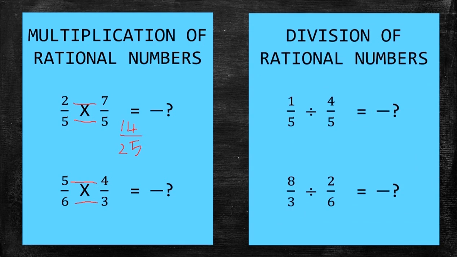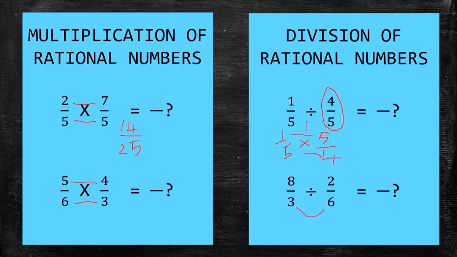Division of rational numbers. 1 by 5 divided by 4 by 5. No matter what is the denominator, the first thing you have to do is convert the division symbol into multiplication symbol. So, when you convert it, do remember the second part of the number, 4 by 5, must be written in reciprocal form, that is 5 by 4. Now it is a normal multiplication process. 1 into 5 is 5. 5 into 4, 20. So it is 5 by 20.